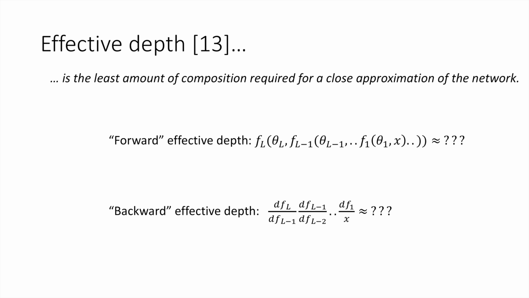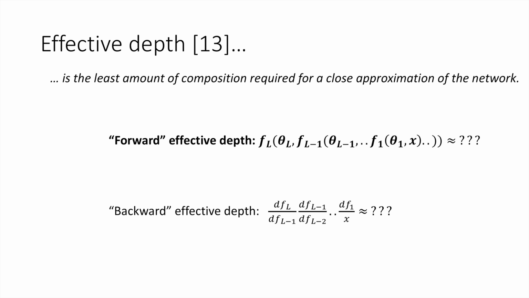There are two versions of the concept of effective depth. One version attempts to approximate the forward computation of the network, whereas the other attempts to approximate the gradient computation. In this talk, we will focus on forward effective depth.